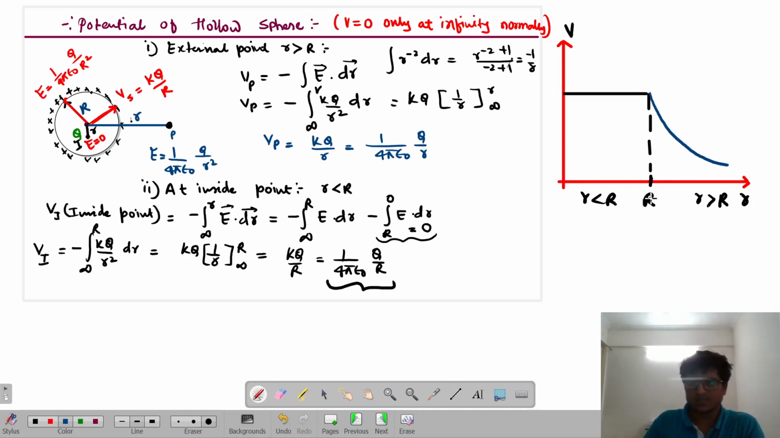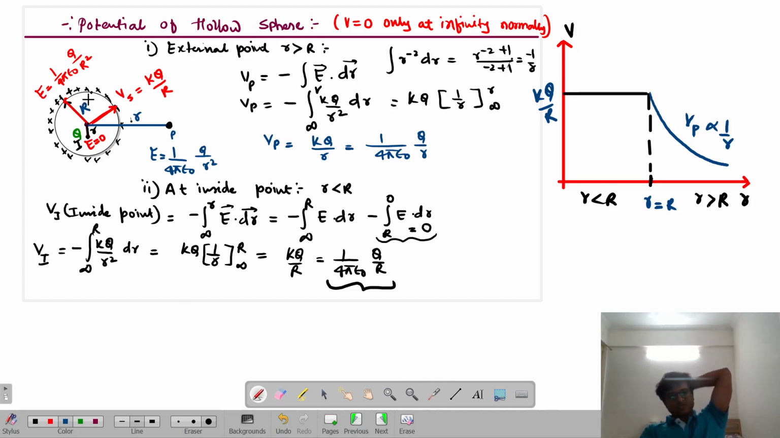And this point is r equal to capital R. This point is kQ by R, and this potential for outside varies as 1 by r. Is that clear? So remember, for a hollow sphere, the potential inside is not zero. Similarly, for a conducting sphere also, the potential inside it is not zero. It will be an equipotential surface. Whatever the potential of the surface is, the same will be the potential till the center. Is that clear?